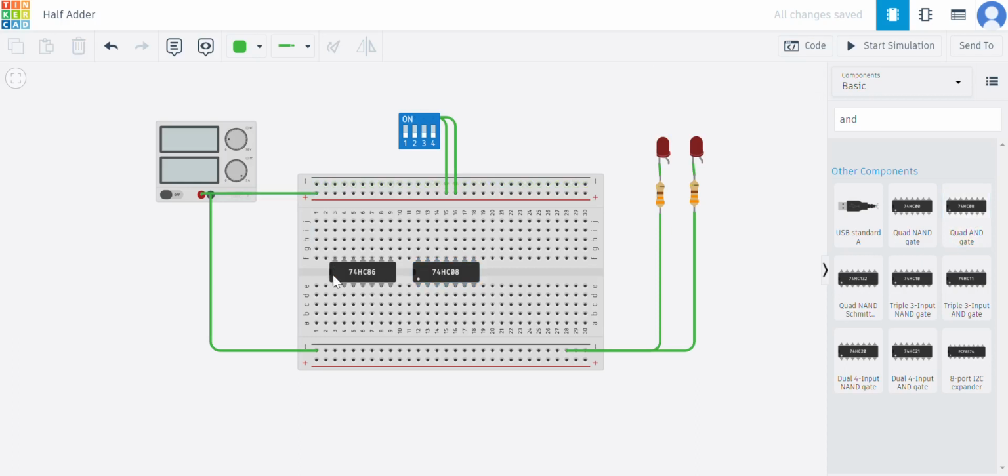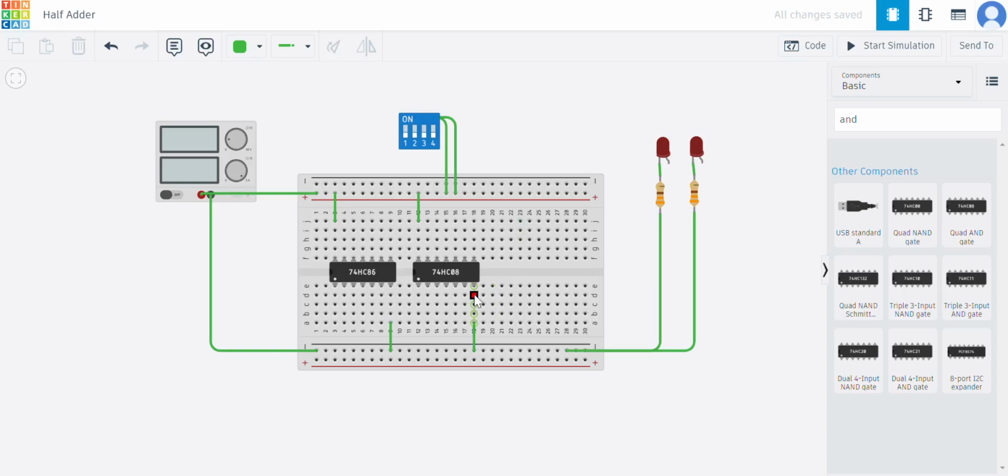And now in ICs we need to give them power at the 14th pin. There are 14 pins in both of these ICs: 1, 2, 3, 4, 5, 6, 7, 8, 9, 10, 11, 12, 13 and 14. So the 14th pin will be given the high power, and the 7th pin of both the ICs needs to be grounded. So we will connect them with the negative terminal.